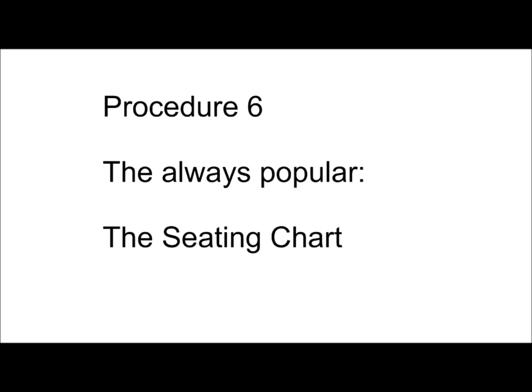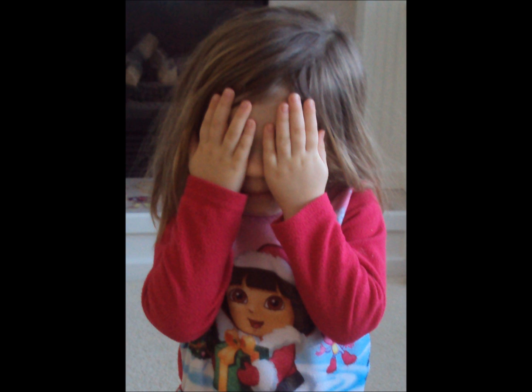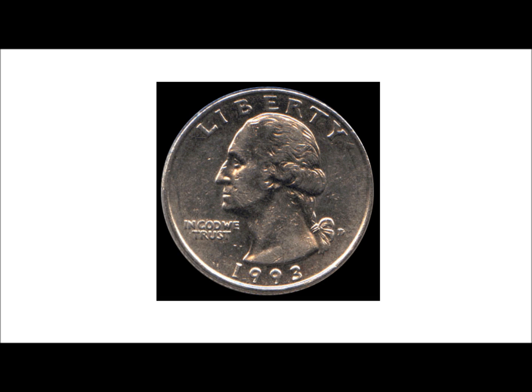Procedure 6. The always popular, the seating chart. I make a seating chart and it is followed. The exceptions are if a student cannot see the board or if there is a serious conflict between 2 students. I do change the seating chart once a quarter, so it gives me a chance to make any seating changes that I feel are needed.